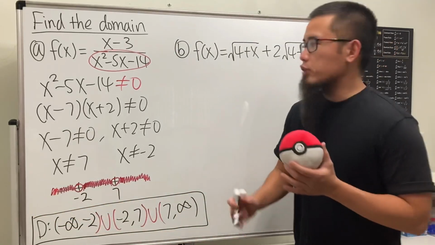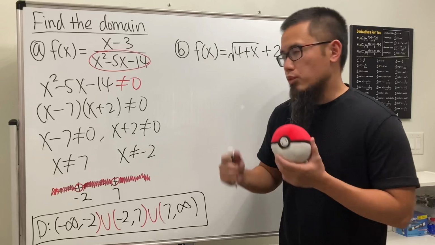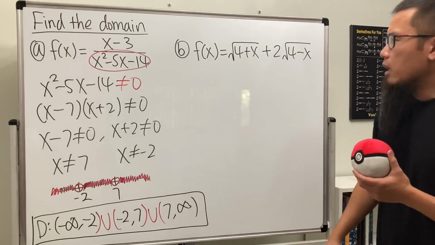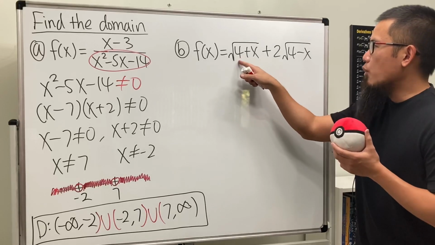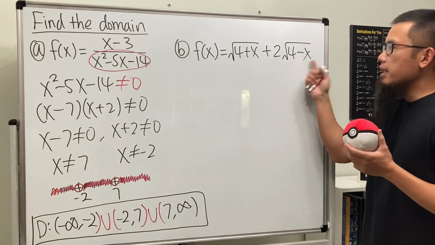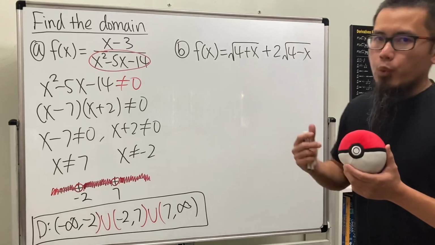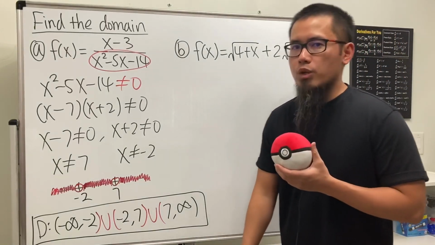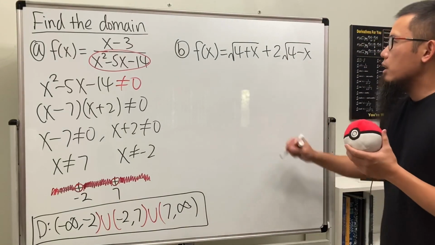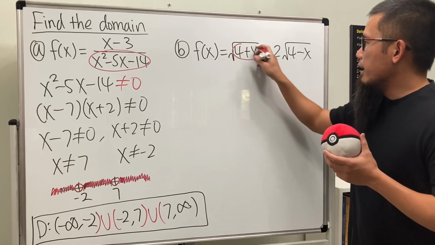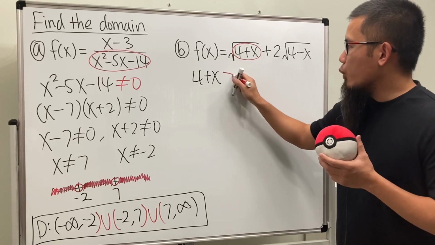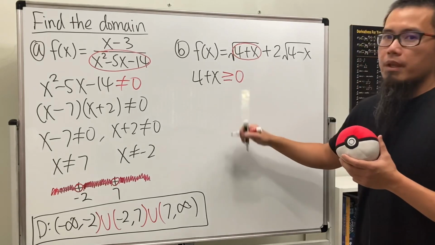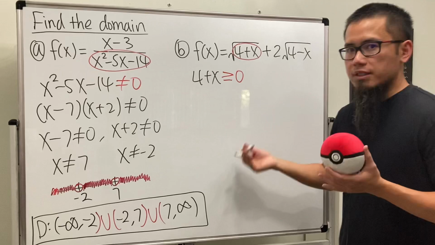So when we have a fraction, make sure the bottom cannot be equal to 0, and that will be it. Now for the next one, we have 2 square roots. Here we have 4 plus x inside, and here we have 4 minus x inside. Remember, we cannot have negative numbers inside of the square root. So for the domain here, we will first look at this, and we have to make sure that 4 plus x has to be greater than or equal to 0. So this is the first inequality that we have to satisfy.